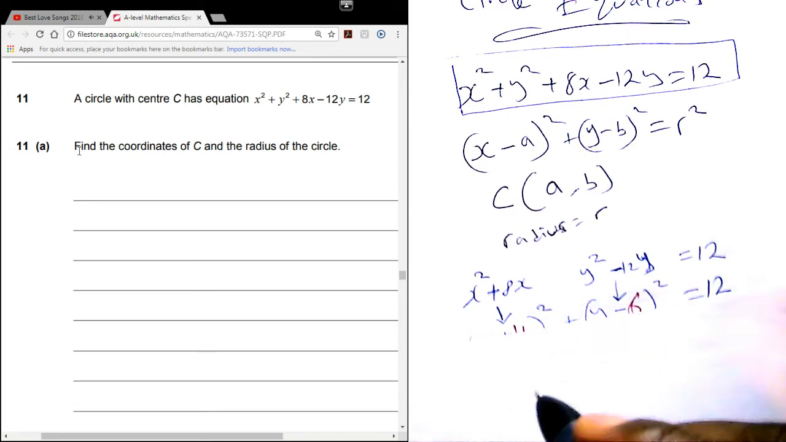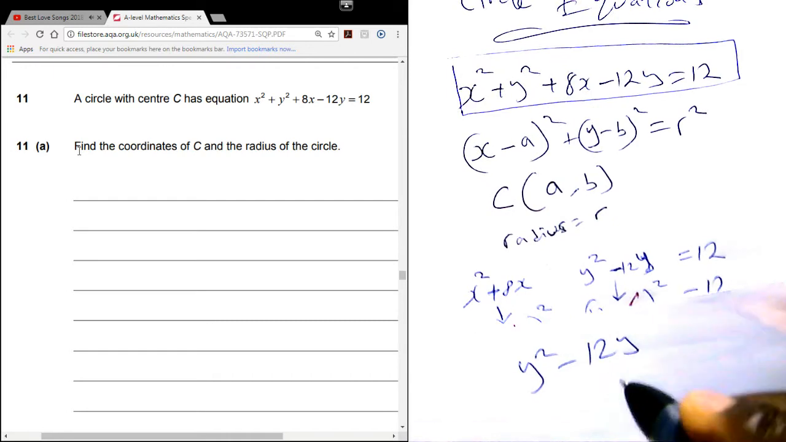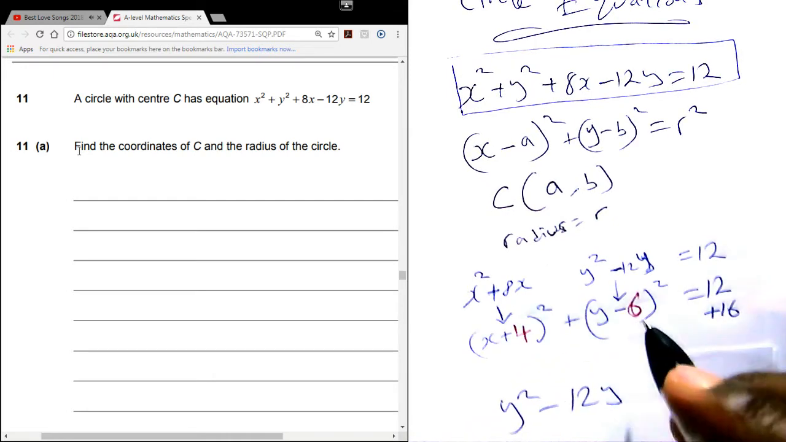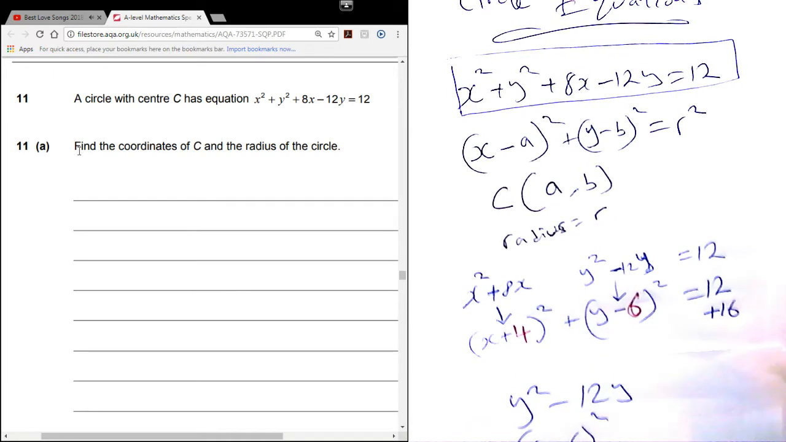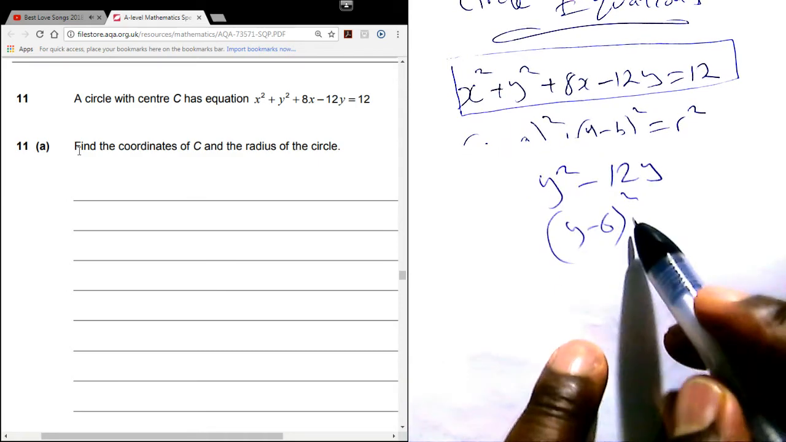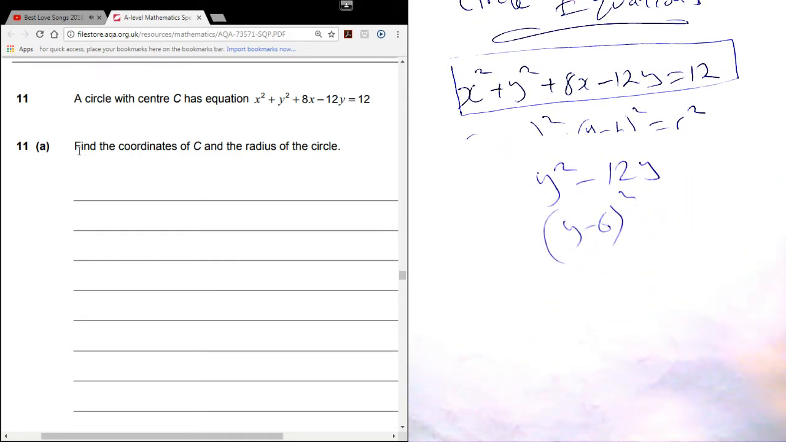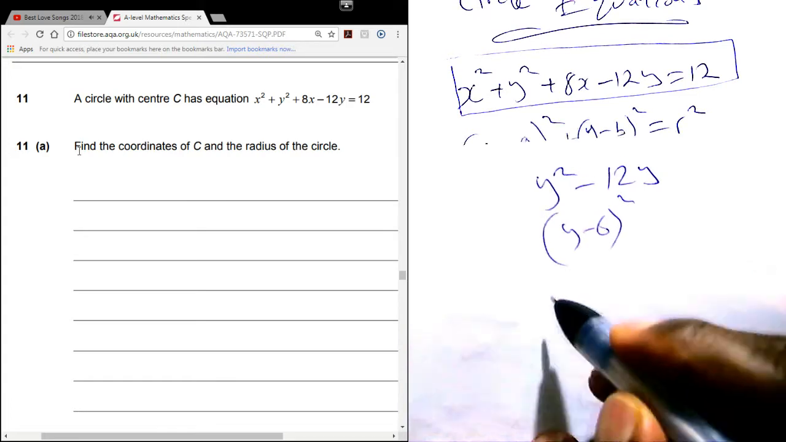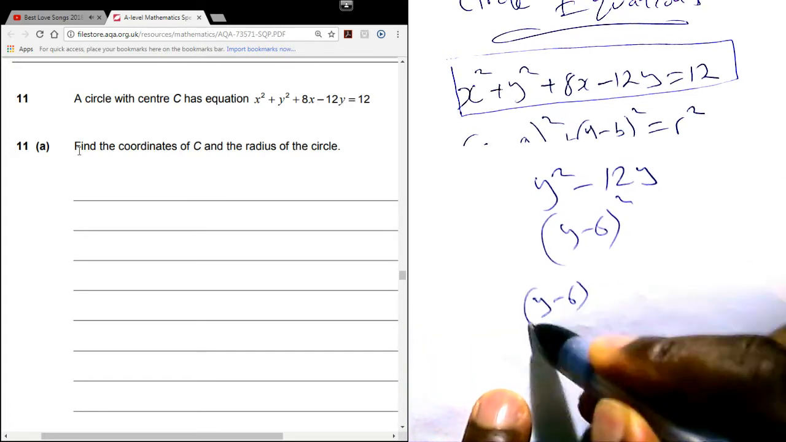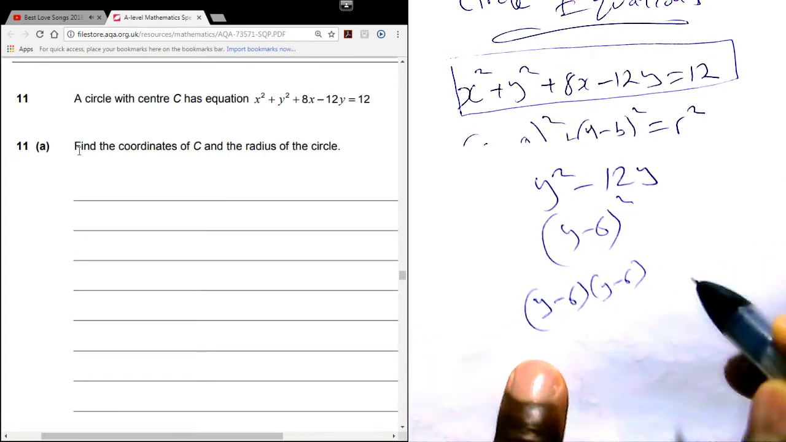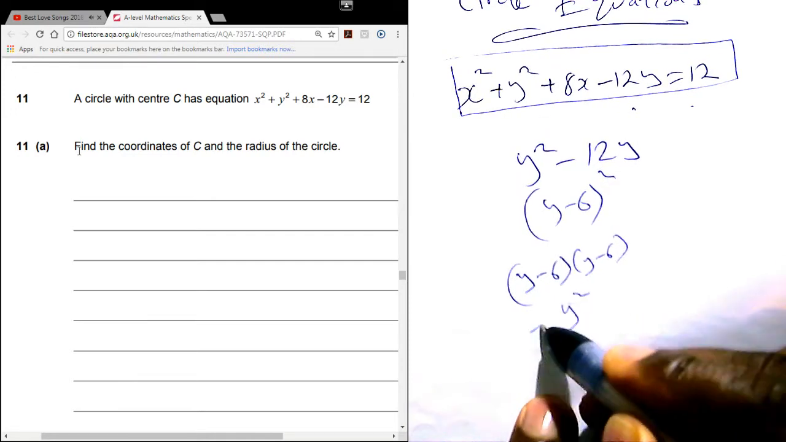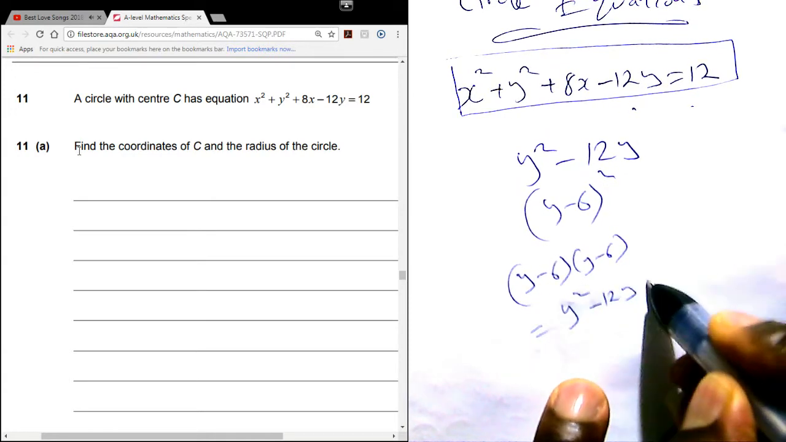So we had y squared minus 12y, and I've told you to replace it with (y minus 6) all squared. But does (y minus 6) all squared actually expand to give you y squared minus 12y? I don't think it does. Who thinks so? No one thinks so. If you expand this, you're going to have y squared minus 12y plus 36.